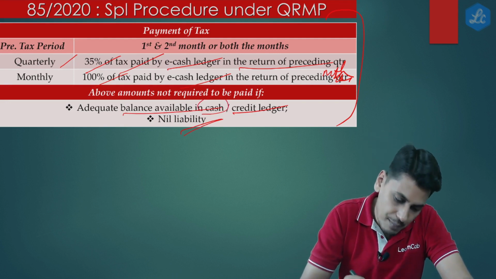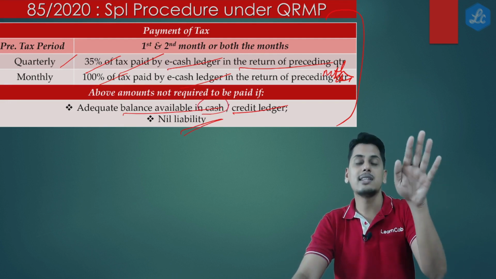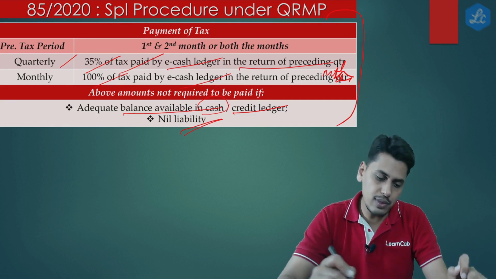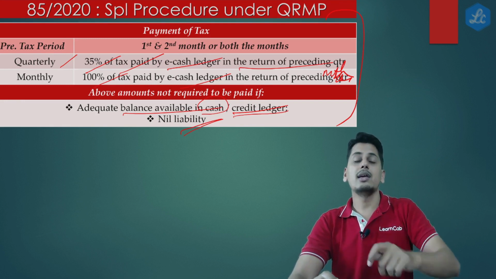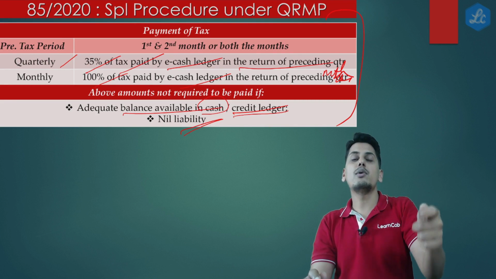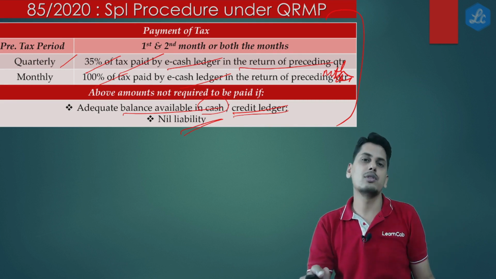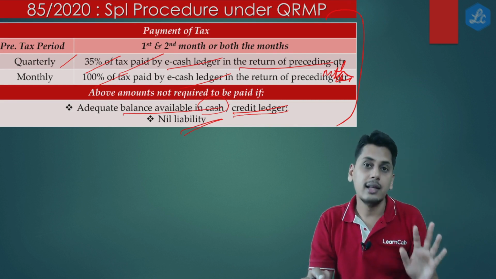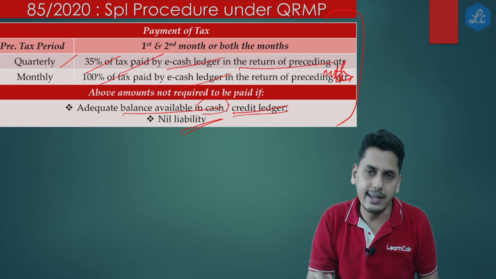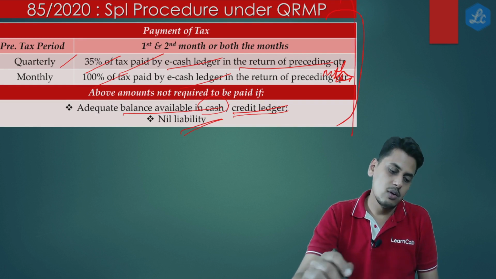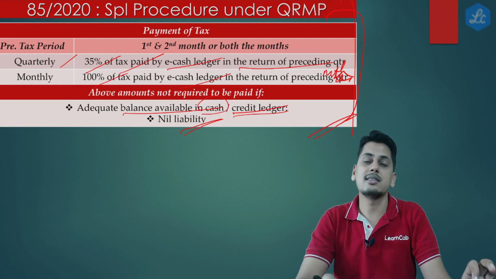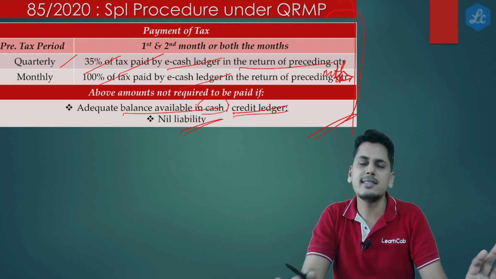Friends, we have seen an example of cash ledger. If you have adequate balance available in the cash ledger, you need not deposit any amount. The same thing holds good even for the credit ledger. If in the preceding tax period, after you have filed the return, there is any credit amount which is getting carried forward to the next month, if that is sufficient, then you need not deposit any amount in the cash ledger for the current tax period. So friends, whatever we have discussed in the last half an hour or so, if you remember, this is more than sufficient. There's nothing more than this.